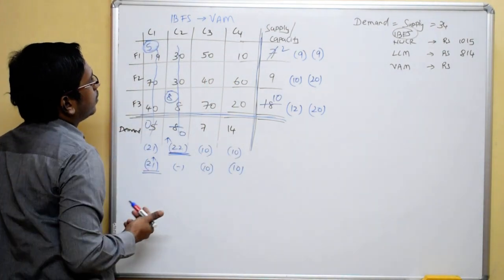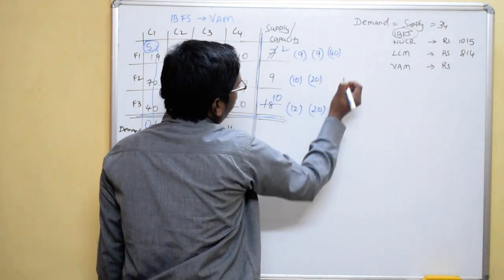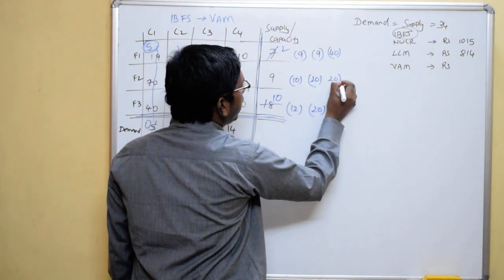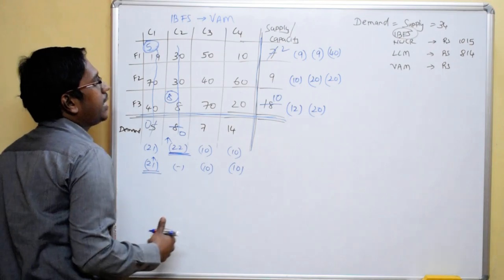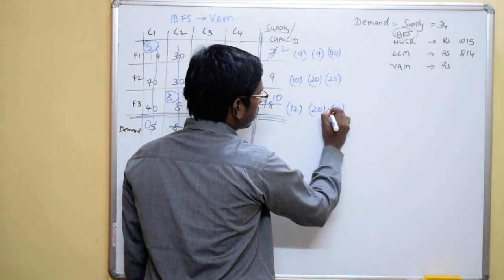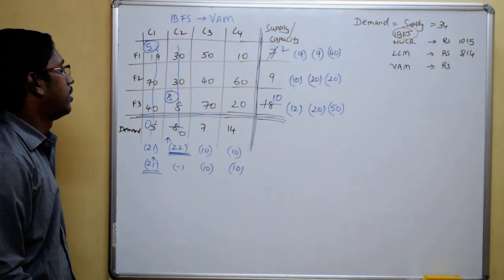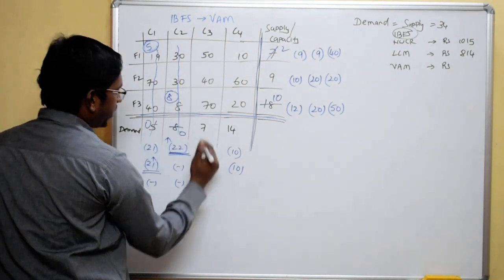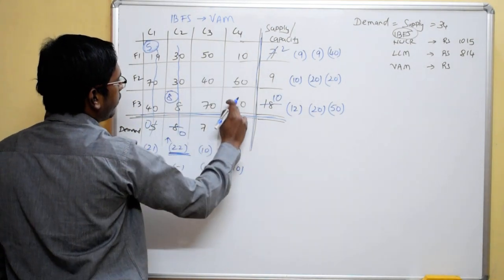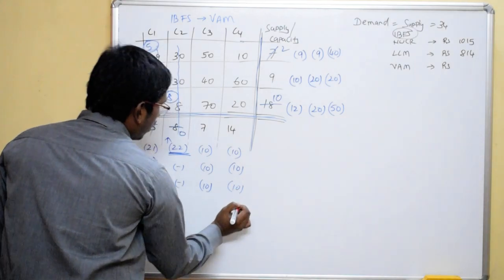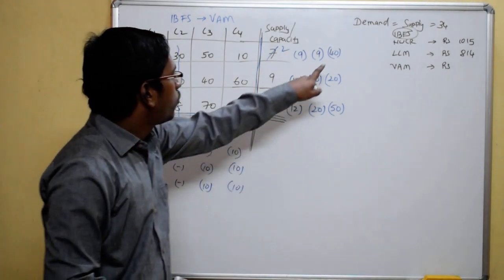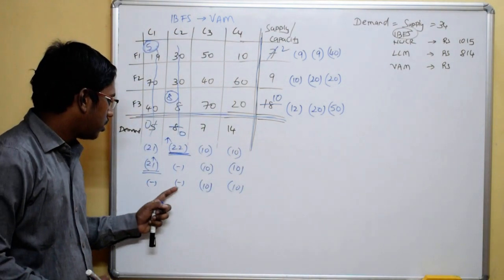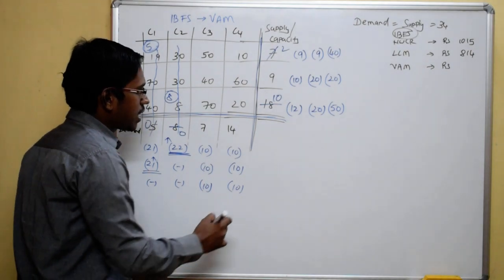So 10 and 50, the difference is 40. Incremental cost is 40. 40 and 60, the incremental cost is 20. 20 and 70, the incremental cost is 50. Column wise, this is 0. इधर भी कुछ नहीं आएगा. 40 and 50, this will remain 10. And 10 and 20, this will remain 10. Now look at the third round of penalties. 40, 20, 50, 10, 10. These both are gone. The highest penalty this time is 50.